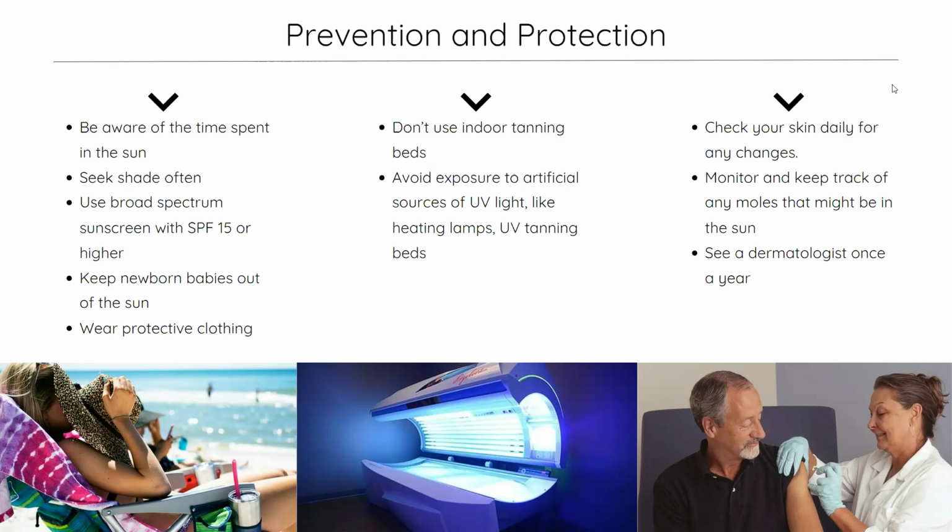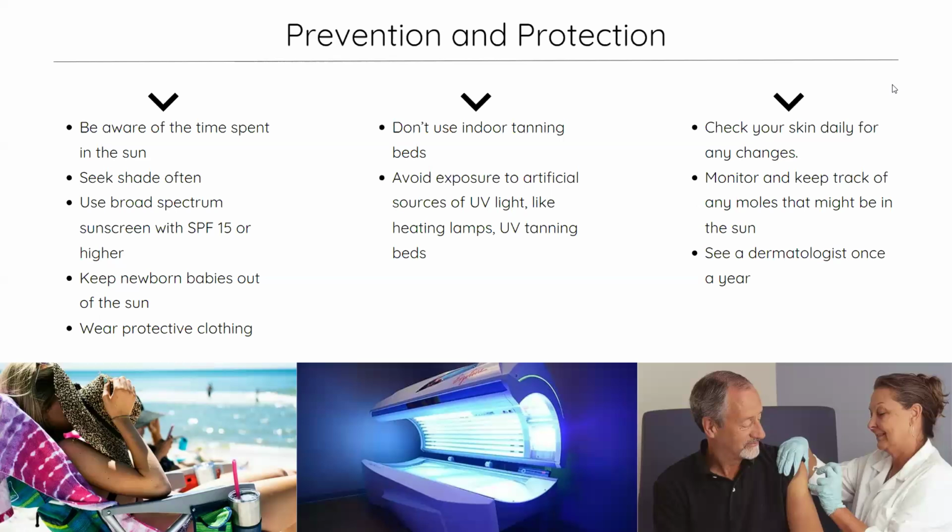And then for newborns, who are exceptionally sensitive to sun, you want to keep them out of the harsh rays. And then, of course, just wear protective clothing. This can be long sleeves or hats, anything that keeps the sun off of your skin. And then one of the most dangerous things you can do is use indoor tanning beds. These are just pure UV light, and UV light is the main source of skin cancer. Also, avoid using heat lamps or just any UV light sources.